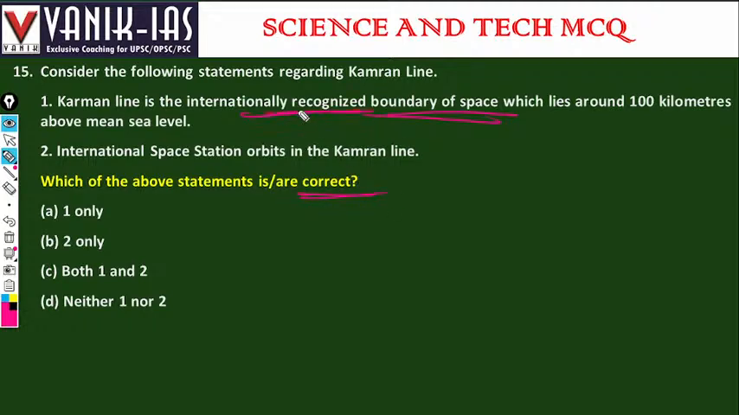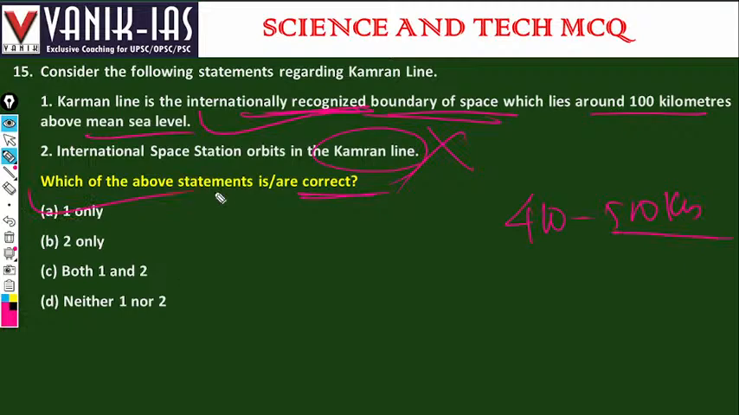The Karman line is a recognized boundary of space which is around 100 kilometers above the mean sea level. This is right. The International Space Station is not in the Karman line. It is around 400 to 500 kilometers, much above the Karman line. So the first option, A, is the right option. It is a recognized boundary of space, so only statement one is right.